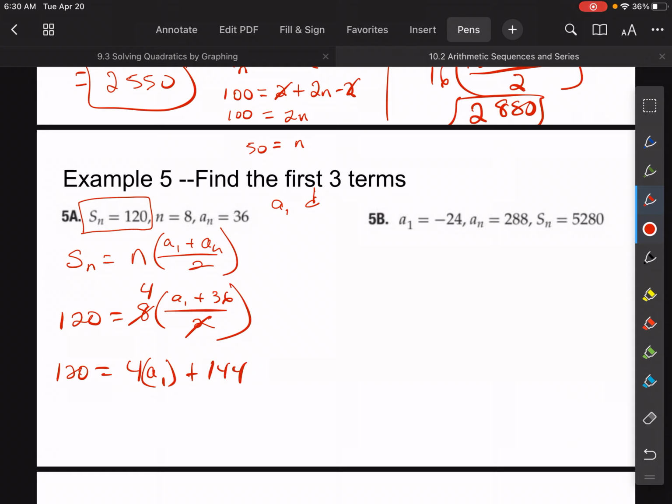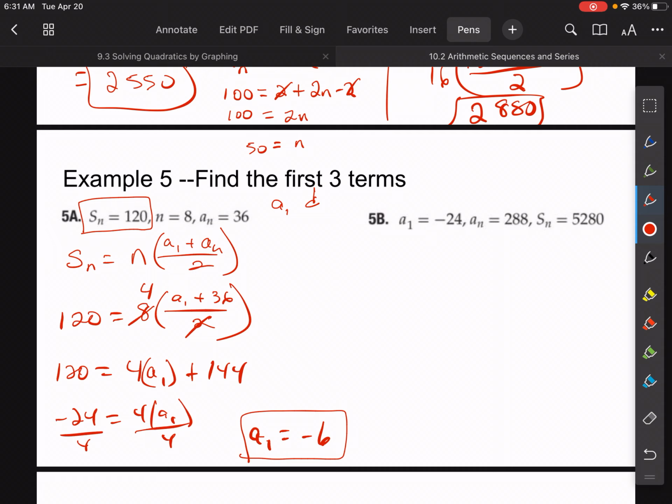Okay, so I can subtract that from both sides. 120 minus 144 is equal to negative 24. Okay, divide both sides by 4 to get a1. So we say a1 now is equal to negative 6. Okay, so we have negative 6 as our first term. Do we know d? That's our other question here.